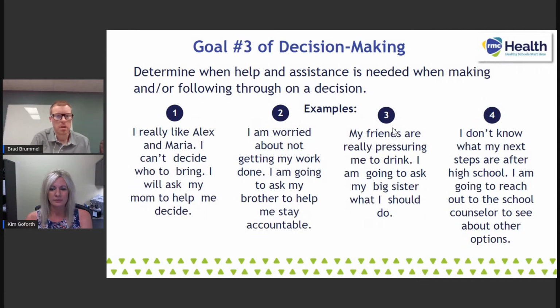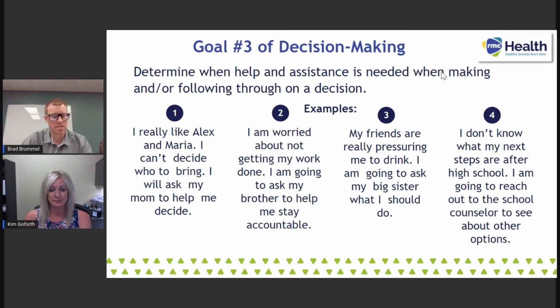And then goal 3. Now we're determining when help and assistance is needed, because although we would love to be able to make these decisions on our own all the time, it's just not practical. A lot of these thoughtful decisions will need collaboration and assistance from trusted adults or people that we're close to. You can see here, example 3 again: my friends are really pressuring me to drink. I'm going to ask my big sister what I should do.